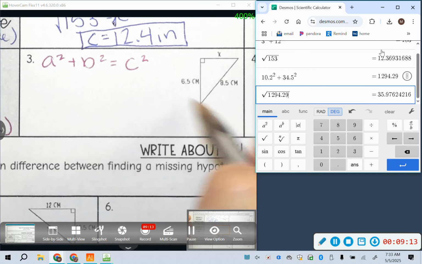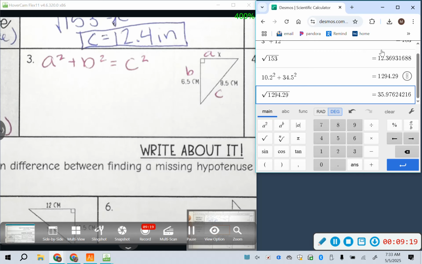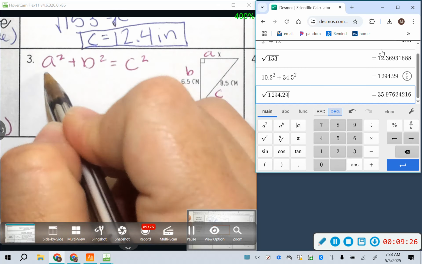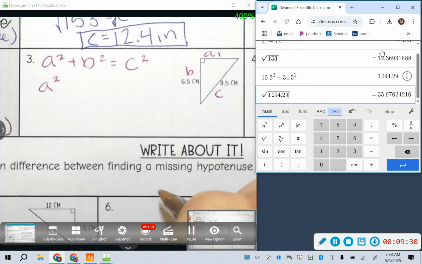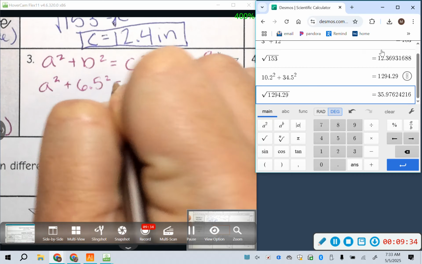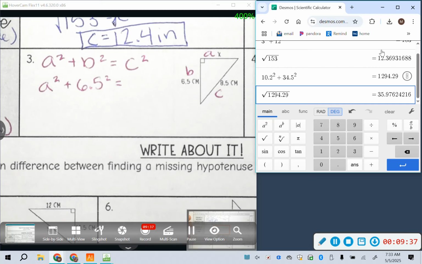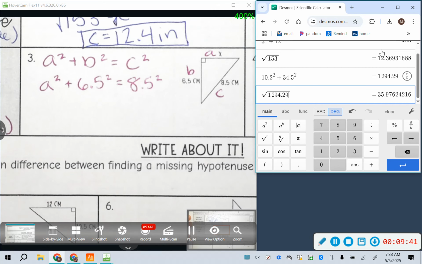And which side is C? The 8.5. So we're going to label this one C. I'm just going to say A and B. Again, it doesn't matter. So if I don't know A, I'm just going to rewrite A squared. What's B? So plus 6.5 squared equals what's C? 8.5 squared. So again, I just plug it in.